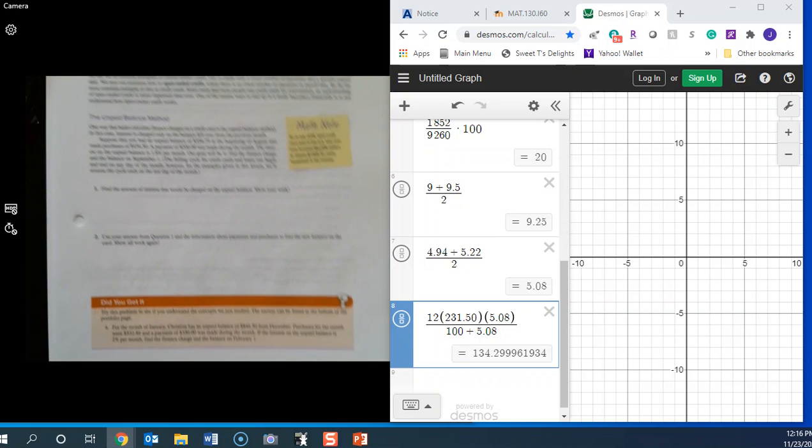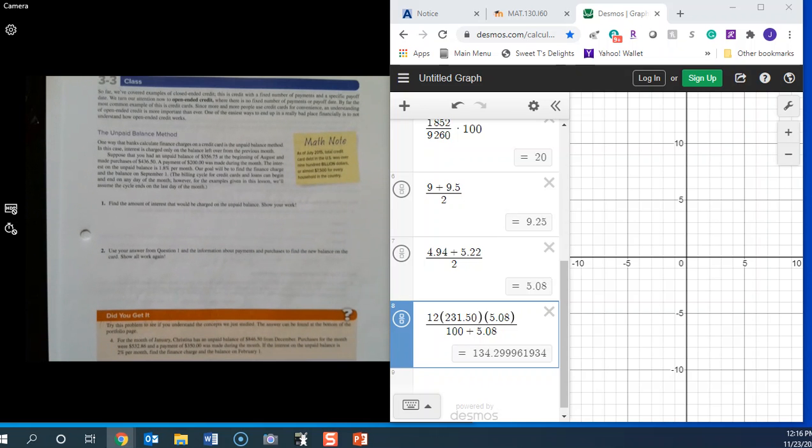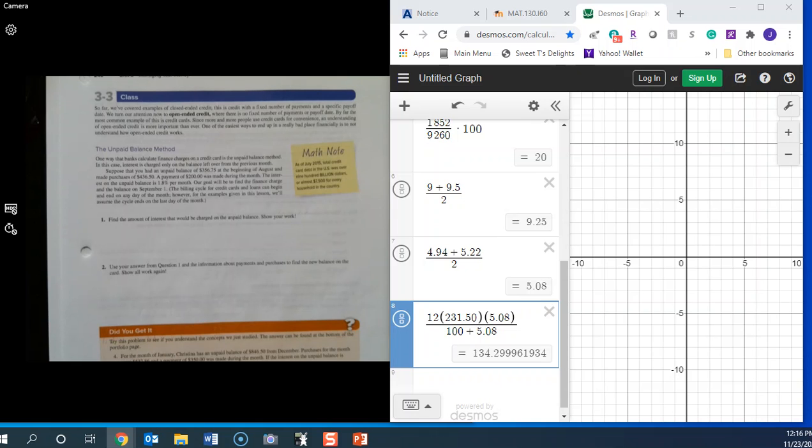Now we move on to the next page. Now we go here to what is called the unpaid balance method. The unpaid balance method is one way that banks calculate finance charges on a credit card. In this case, interest is charged only on the balance left over from the previous month.